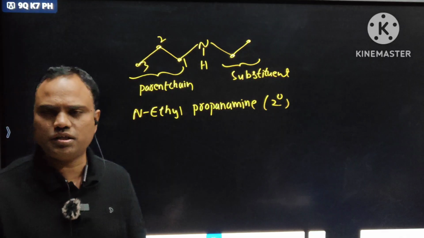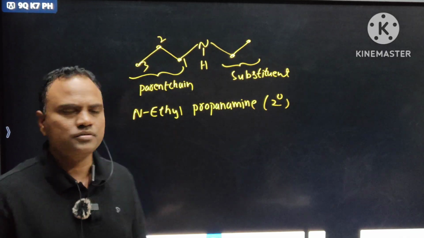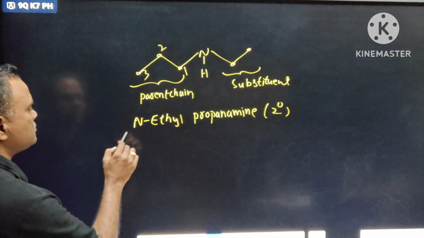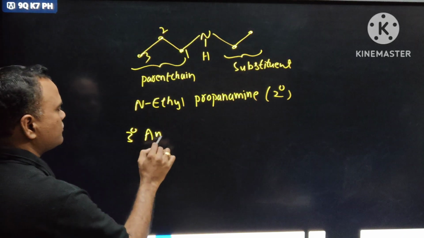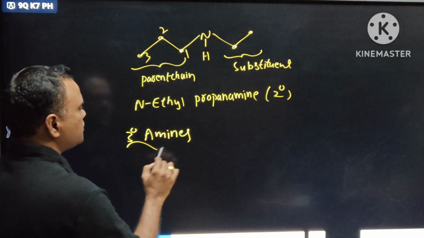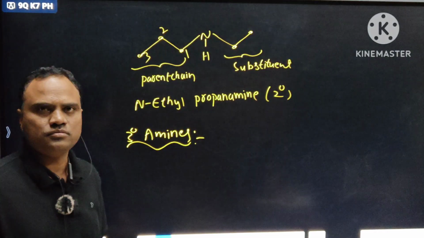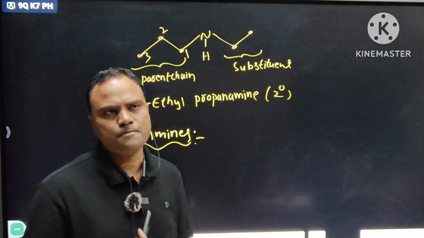Next, let us take 3 degree amines. Next example: examples of 3 degree. We completed 1 degree and 2 degree. Next, 3 degree amines.